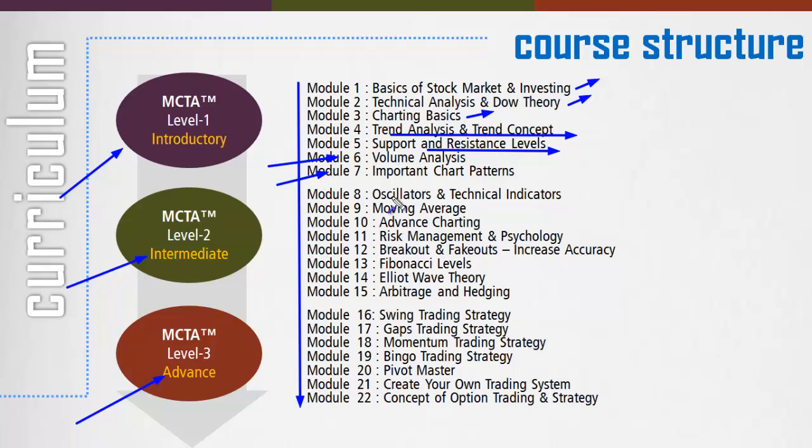Then further modules, from module 8 to module 15, are our intermediate level. In this intermediate level, these are the topics we are covering. What oscillators and technical indicators are, moving averages, advanced charting systems, then risk management and psychology, how we should gauge the operator's or the trader's mind. Then what is the difference between a breakout and a fake out?